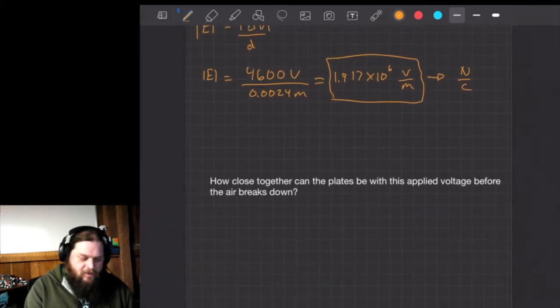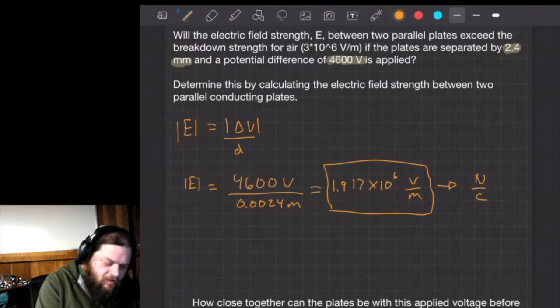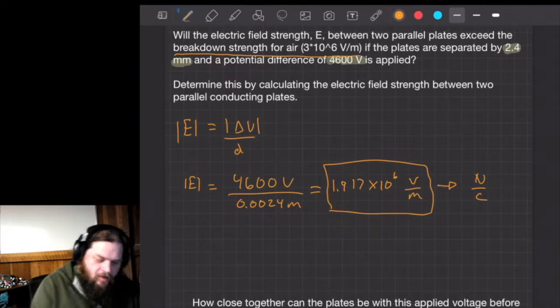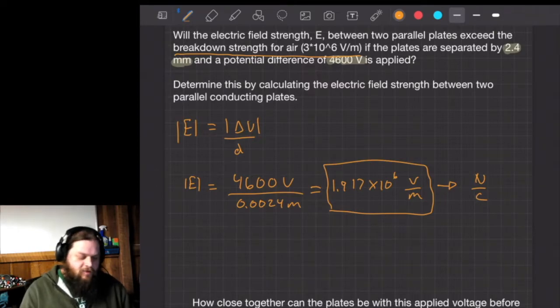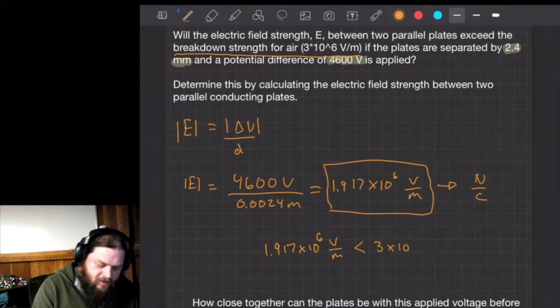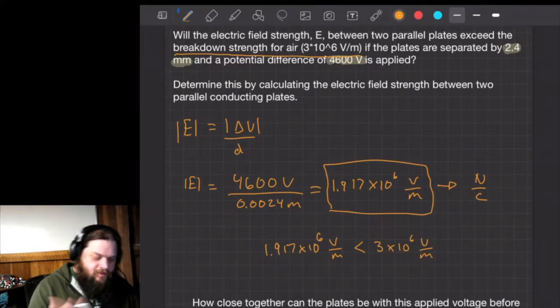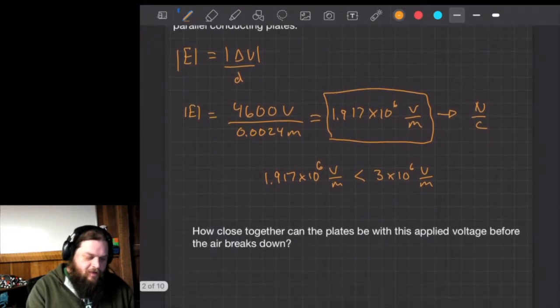The question then becomes the breakdown strength of air. Is there enough voltage potential to cause the field to surpass that breakdown strength? We can see that 1.917 times 10 to the 6th power is a smaller value than 3 times 10 to the 6th power. So in this case, there's not enough voltage there to surpass that breakdown strength.